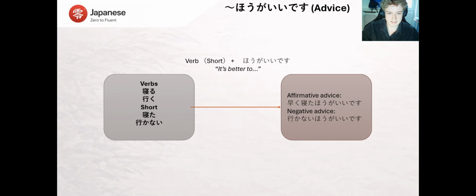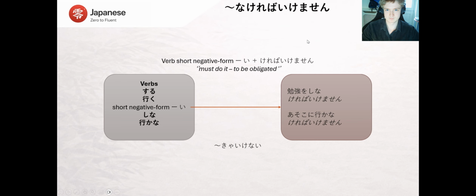So here would be 行かないほうがいいです. So you're going to add that ほうがいいです behind the 行かない again. And that would be, it would be better if you didn't go, maybe because it's dangerous or because the trip takes super long. Moving on.